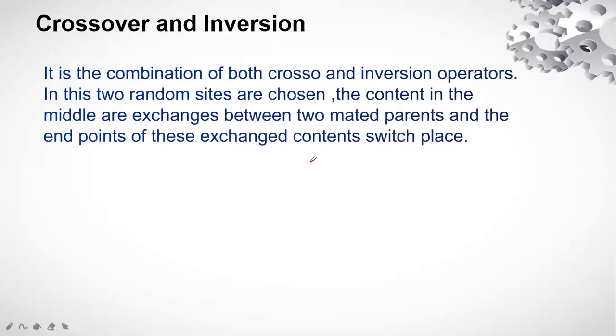Now, what is this crossover and inversion? Crossover and inversion operators are the combination of both. In this, again, we are going to select two random sites which are being chosen. The content in the middle is exchanged between two mated parents, and the end points of these exchanged contents switch the places. So let's understand with the help of an example.